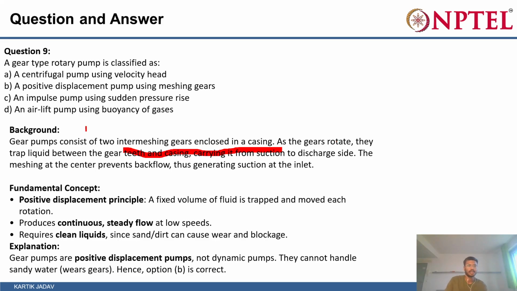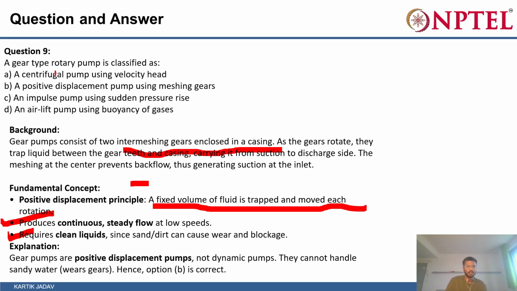And we know that gear rotary pump, or rotary pump generally, comes under a positive displacement pump, and its principle is a fixed volume of fluid is trapped and moved each rotation. It produces a continuous and steady flow at low speeds and requires clean liquids, since sand and dust can cause wear and tear and also blockage in this kind of pump.